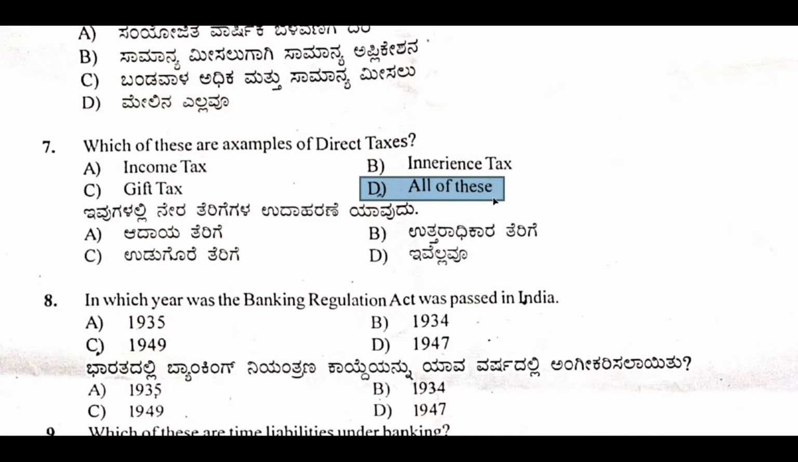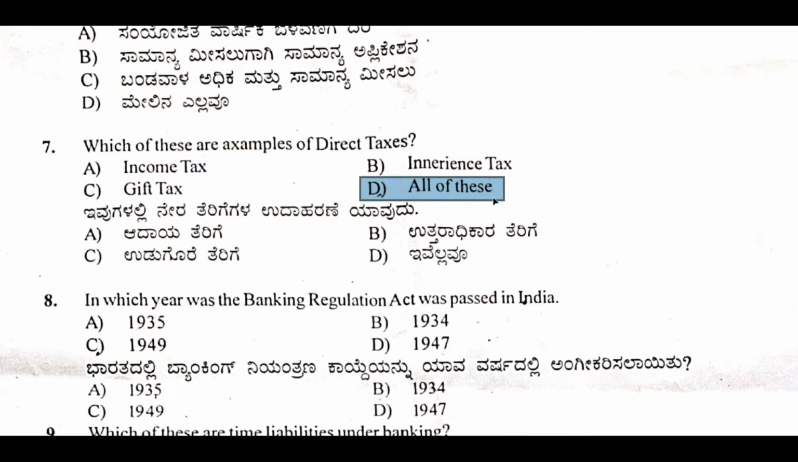Examples include income tax, real property tax, personal tax, and taxes on assets, all of which are paid by individual taxpayers directly to the government. So all these, income tax, gift tax, and inheritance tax, are examples of direct taxes.